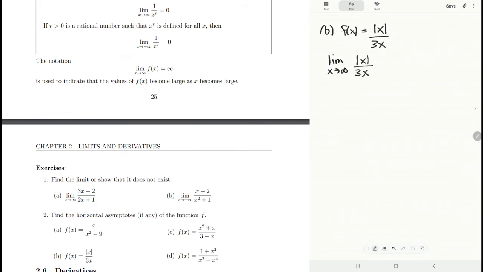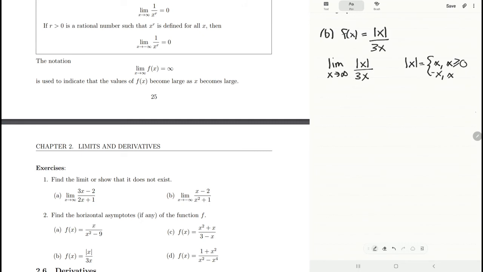And let's remind ourselves what the absolute value function of x is, given as a piecewise defined function. So it's equal to x if x is greater than or equal to 0, and it's negative x if x is less than 0.